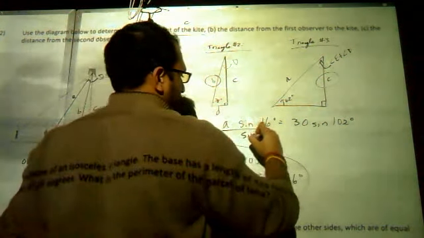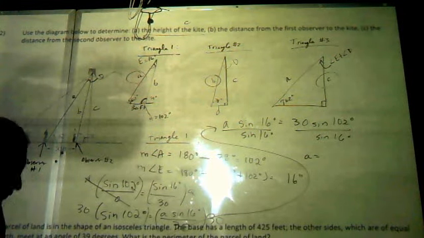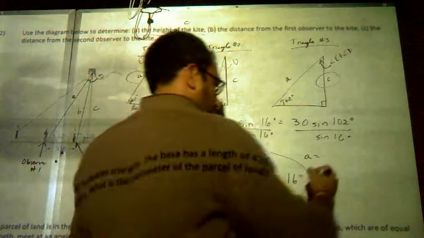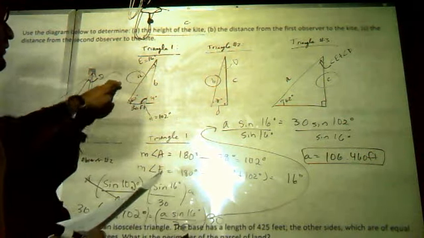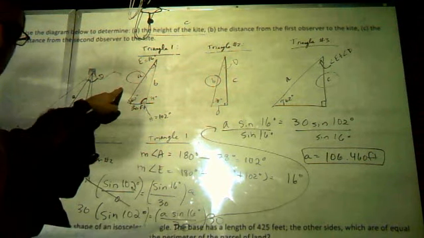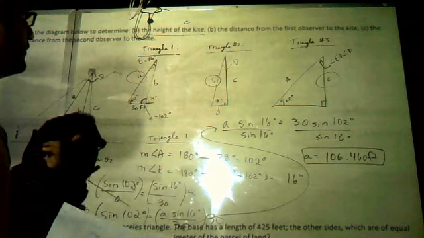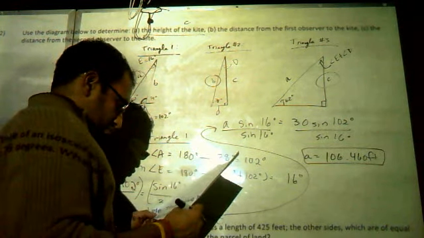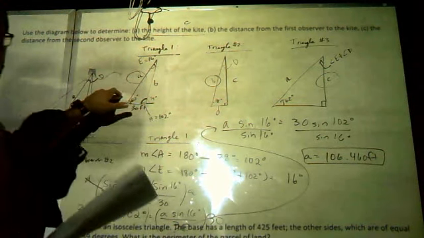How do we solve for A? Divide by the sine of 16 degrees. So your A value is going to be 30 times the sine of 102 degrees divided by the sine of 16 degrees. So your A value is 106.460 feet for this side. So whenever it tells you, well, what does letter A represent? Well, that's the distance from observer number 1 to the kite. Wow, I just solved part B. Hold on, I think that's part B. Yeah, so I just solved part B where it said the distance from observer 1 to the kite. I found this length. We're going to continue on the next video.